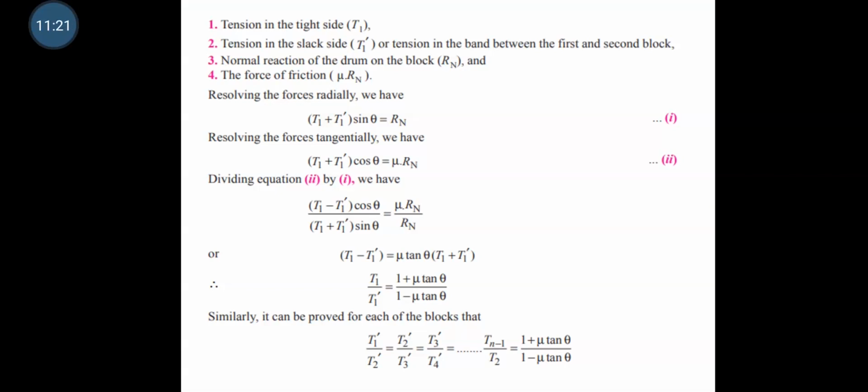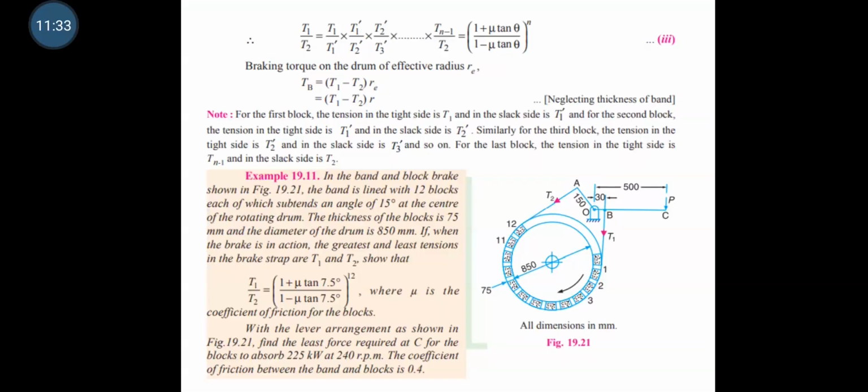Similarly, it can be proved for each of the blocks. So T(n minus 1) divided by T2 is equal to (1 plus mu tan theta) divided by (1 minus mu tan theta). The braking torque on the drum on the effective radius Re, Tb is equal to (T1 minus T2) into Re. Note, for the first block, the tension in the tight side is T1 and the slack side is T1 dash. For the second block, the tension in the tight side is T1 dash and the slack side is T2 dash. Similarly for a number of blocks.